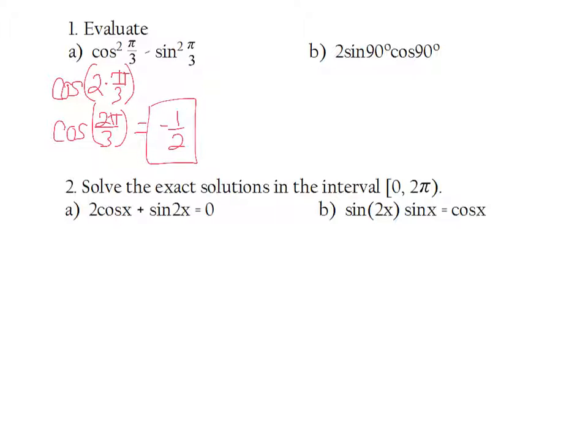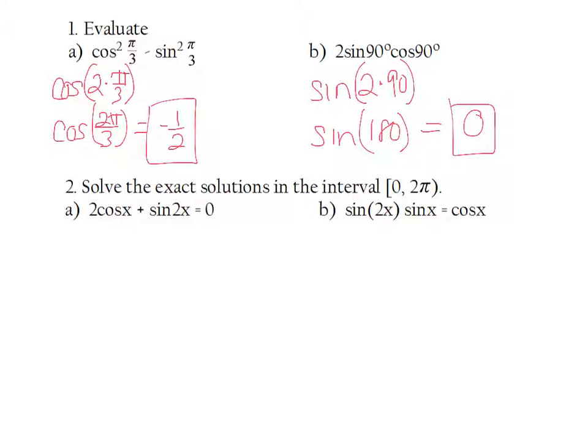If you look at B, ideally, you look at that and say, oh, that's that double angle identity for sine. So this is sine of not 2 theta, but 2 times 90. Well, 2 times 90 is just 180. What is the sine of 180? 0. Okay, so that's evaluating.